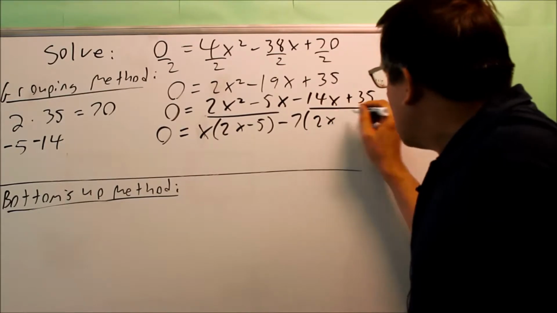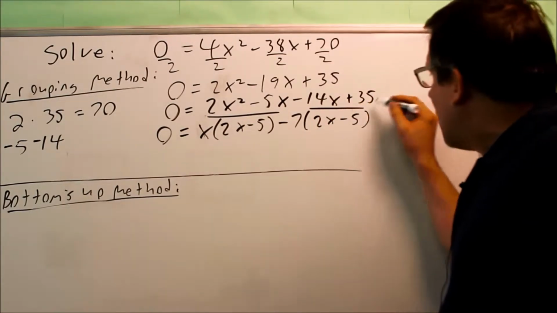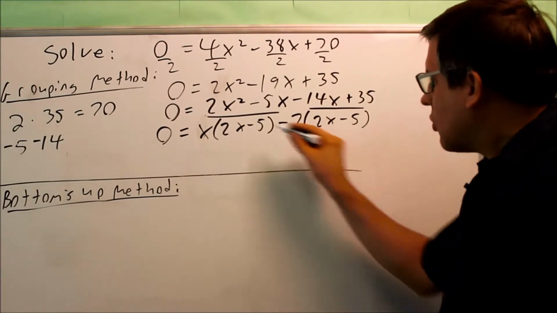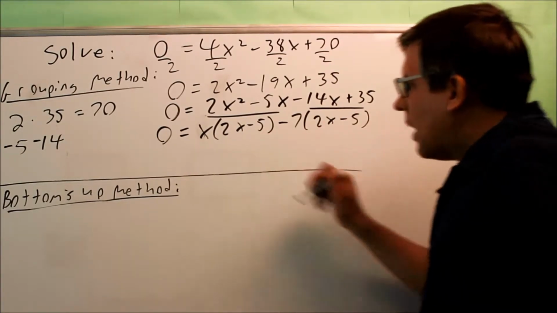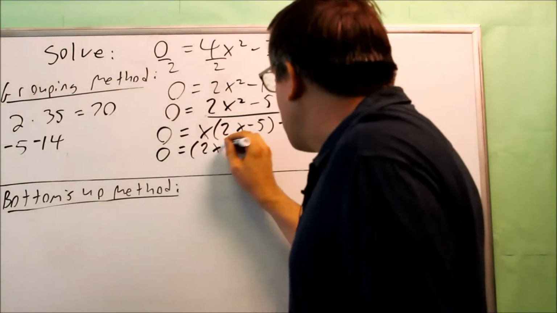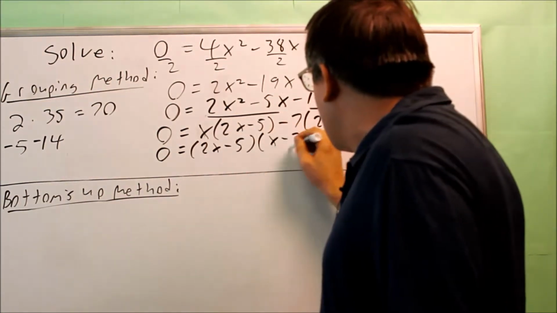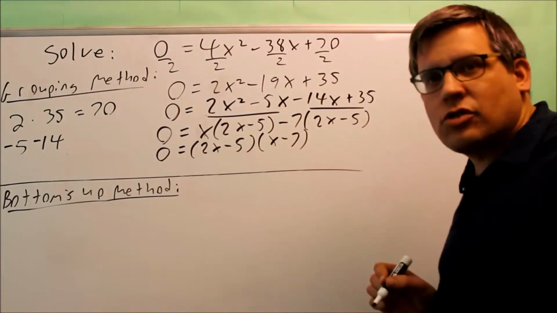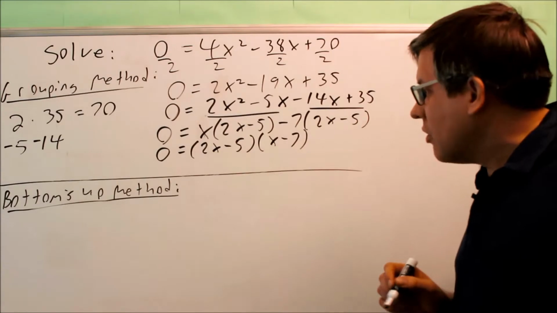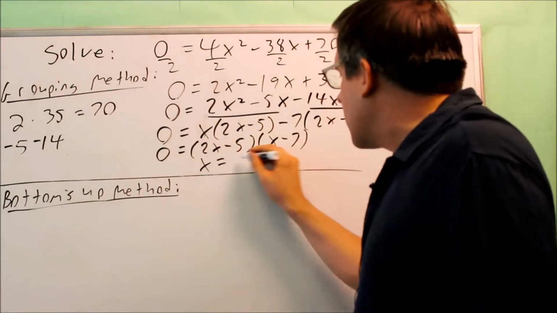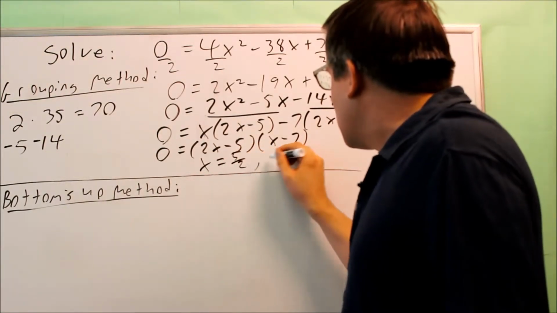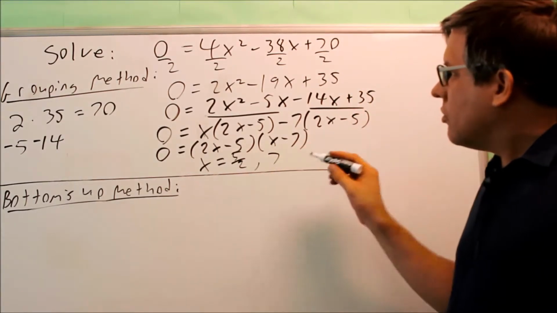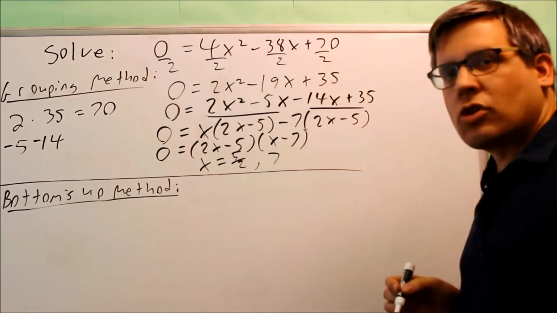You get the same thing. You get 2x minus 5, because plus 35 divided by negative 7 will give you a minus 5 there. So the one that repeats right here, I'm going to go ahead and write that out front, 2x minus 5. I'm left with x minus 7. So what you want to do next is take both of these individually and set them individually equal to 0. If you do, you're going to get your two answers of 5/2 and 7. So 5/2 and 7, those are the two answers that solve the first equation.